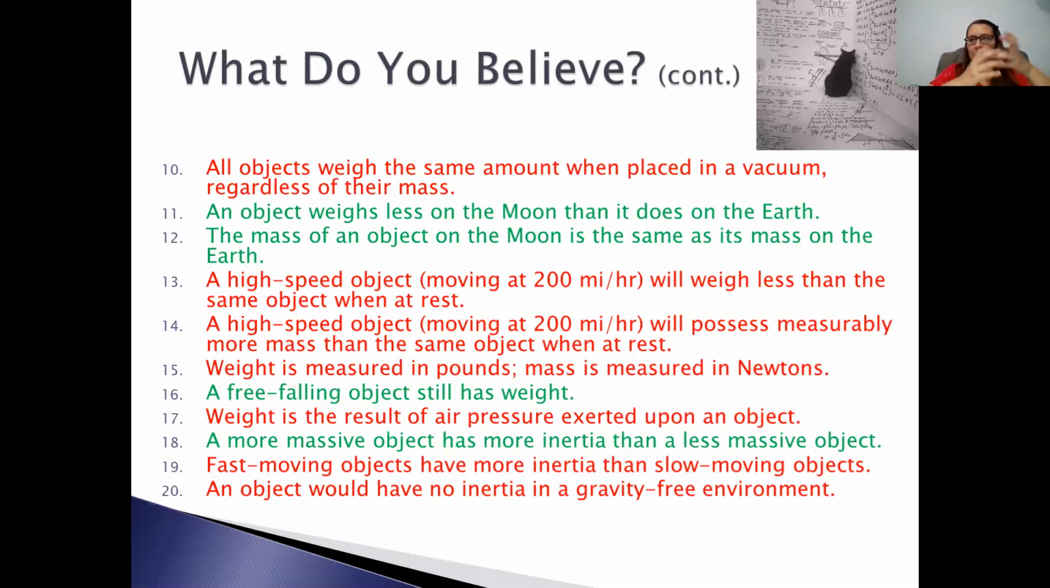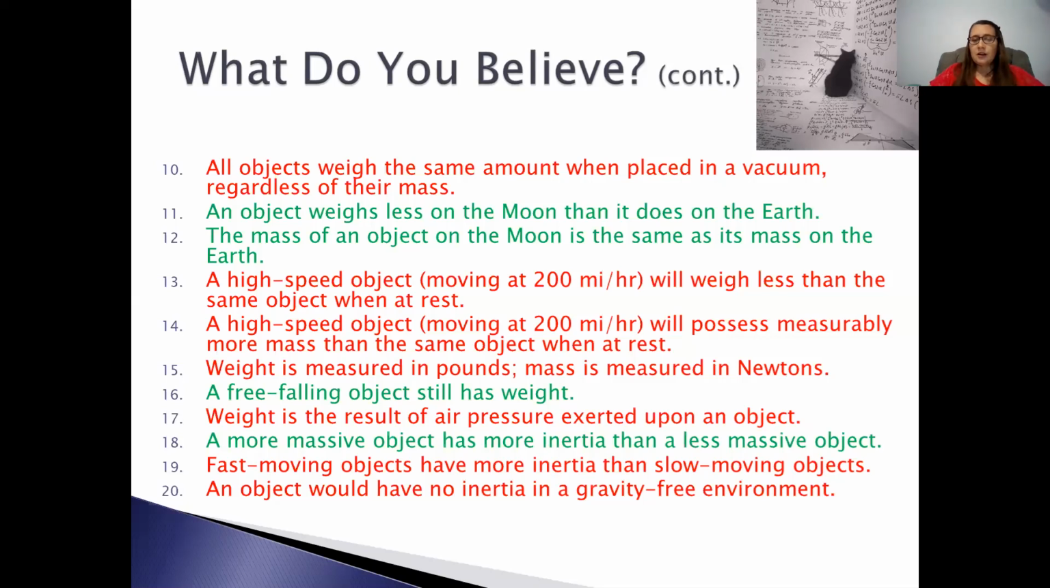So if you take a bowling ball on the Earth, and you take that same bowling ball to the moon, it's still made of the same stuff, the same amount of stuff. And so its mass is the same, even though it might weigh less on the moon. Okay. Number 16 was also true.